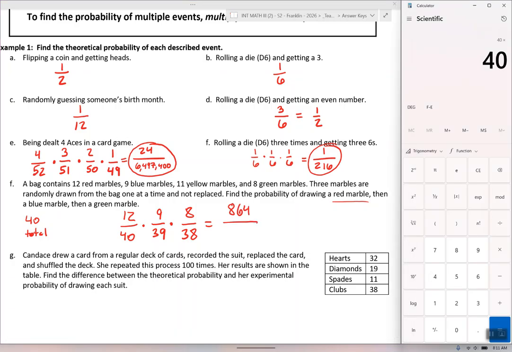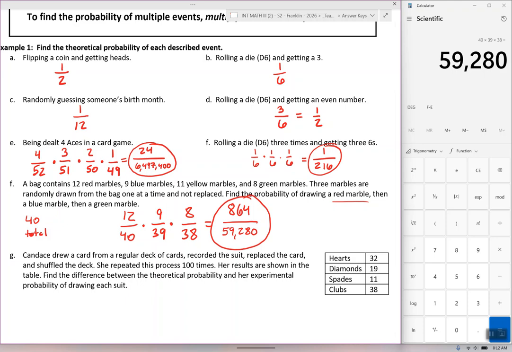40 times 39 times 38, 59,280. And again, we could reduce this fraction. I don't see a need to right now, but we could. I'm going to leave it just like that, though. That's okay. 864 chances out of 59,280.